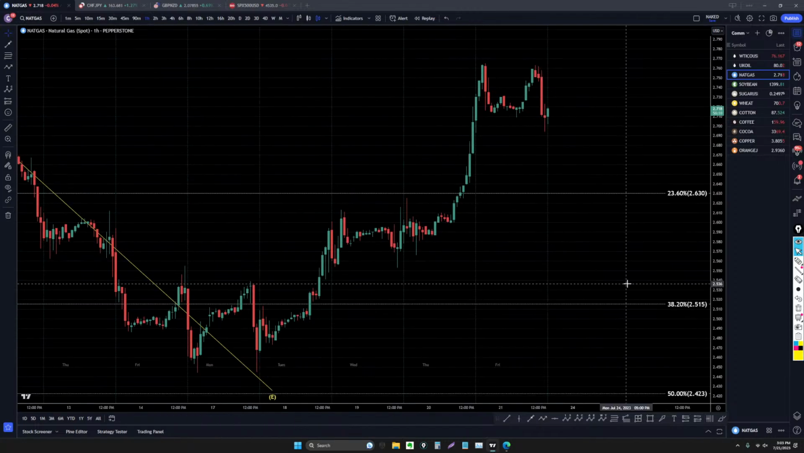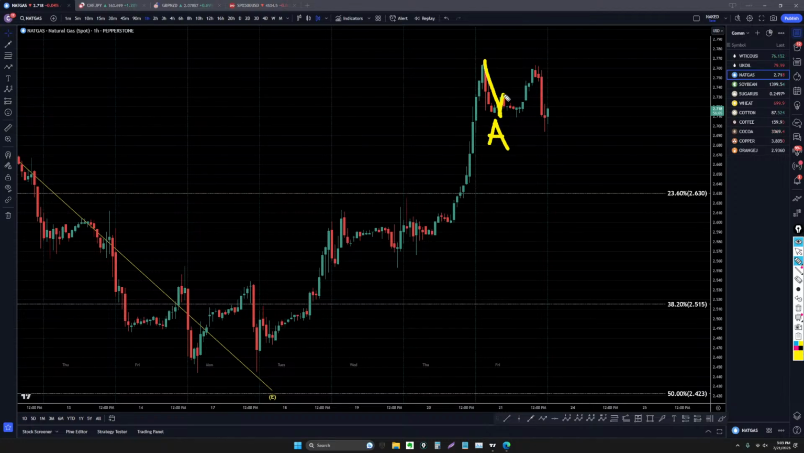So 1-hour time frame. Kind of looks like a wave A. I think it's getting ready to go up. 3 waves up, wave B, wave C. I bet this is going to go up for either a wave 5 or maybe potentially the continuation of the uptrend.